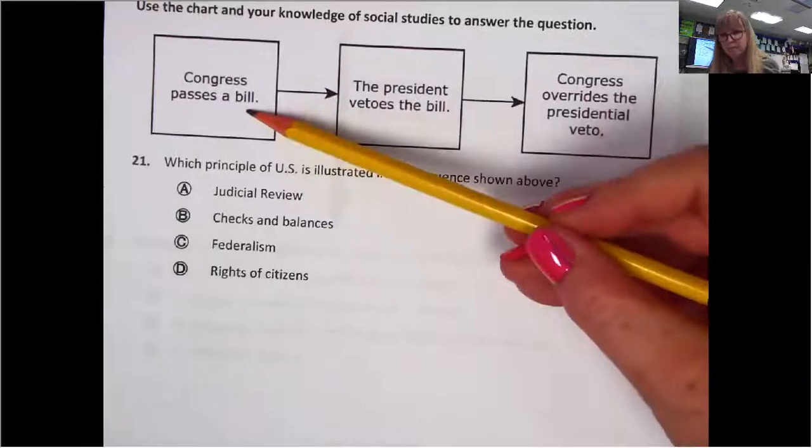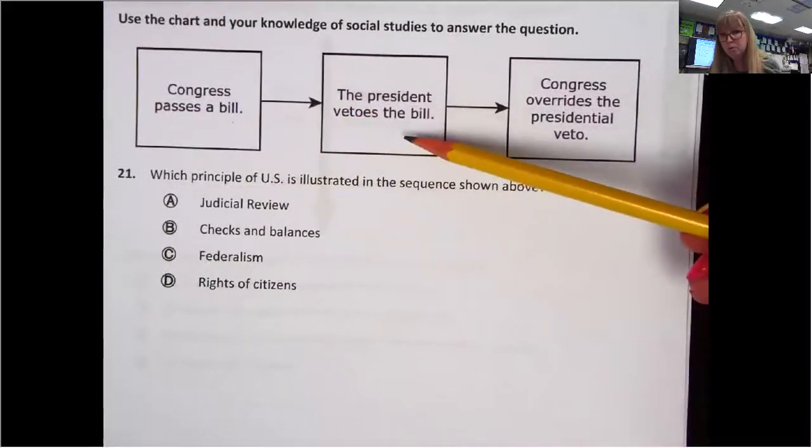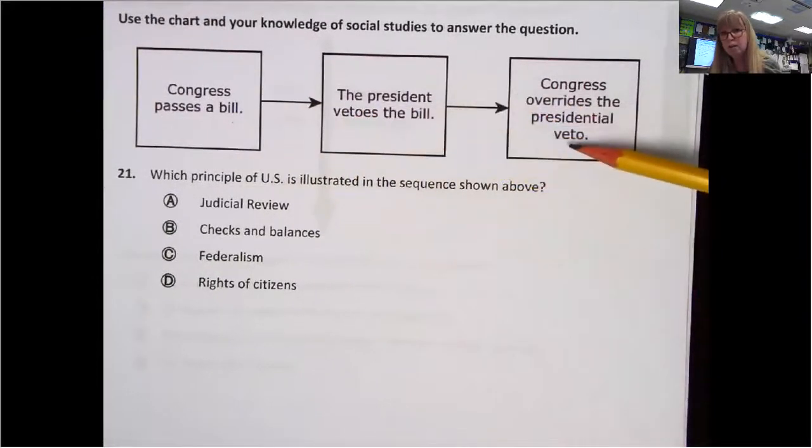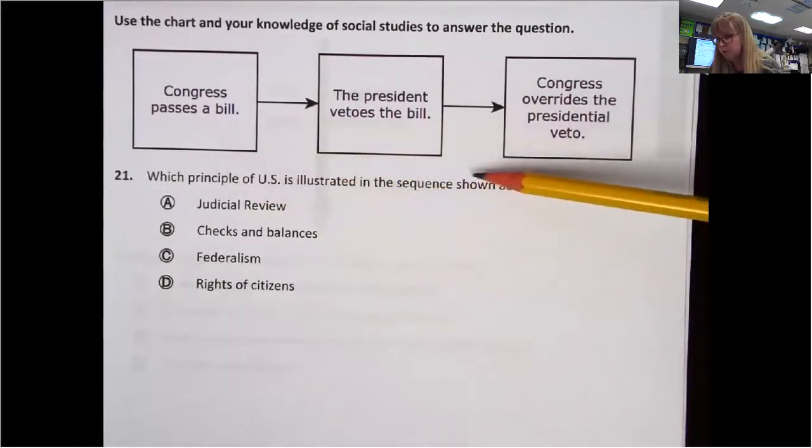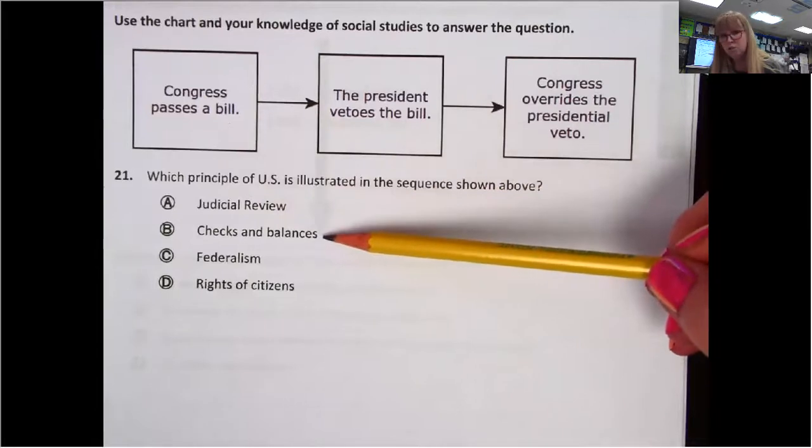21. Congress passes a bill. The president vetoes the bill. Congress overrides a presidential veto. Which principle of the U.S. government is illustrated in the sequence shown above? It's B. Checks and balances.